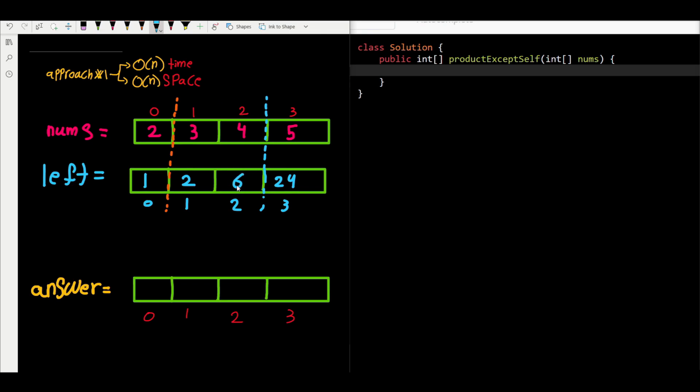But again, this 6 holds the product of all the numbers left of index 2. So this 6 is the product of 2 times 3. Now what is remaining? Well, it's only this 4. So we can take this 4 and just multiply it by this 6. So now we just filled the left array.